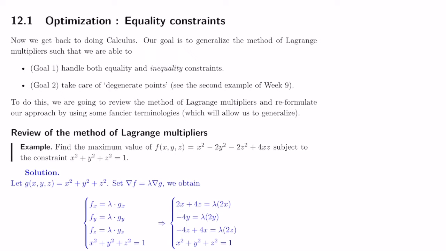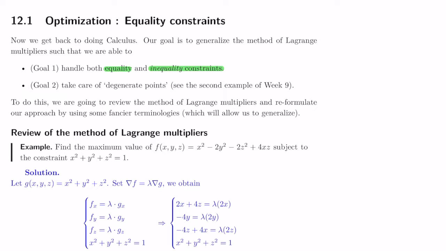Now we come to the main dish of this week. That is, we get back to doing calculus. Remember, what's the purpose of Calculus 4? The purpose of Calculus 4 is we want to generalize the method of Lagrange multiplier from Calculus 3. In particular, there are two goals in our mind. We want to not only be able to handle equality constraint, but also inequality constraint. So we will be able to handle both equality and inequality constraints.